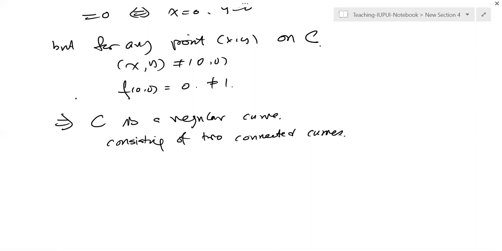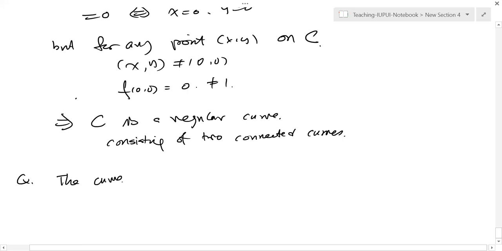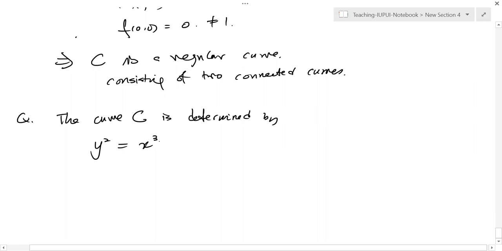But I want to look at the next example, okay? So the curve C is determined by y squared equals x cubed. Okay, let's take a look at this one. Okay, let's discuss this example.